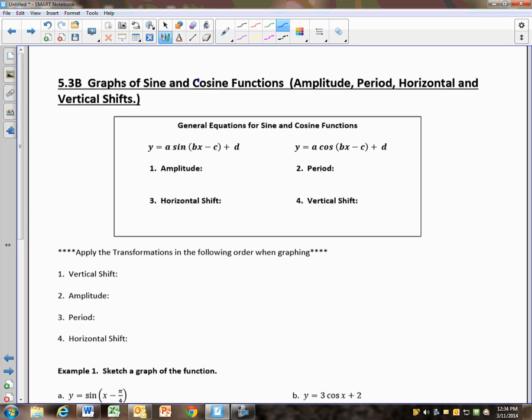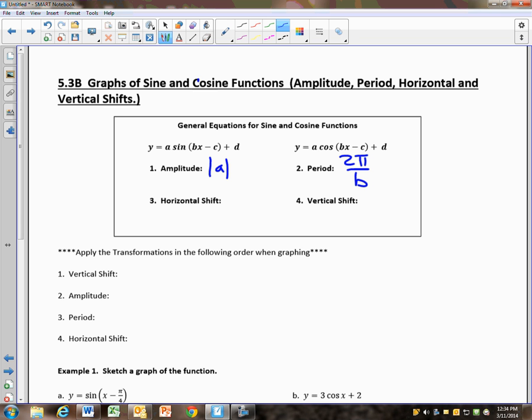The amplitude is simply the absolute value of A. That does not change. The period is 2 pi over B. Where does 2 pi come from? Complete distance around the unit circle. We divide it by B in case there's a horizontal compression. That's what you do when you get a horizontal compression. You divide.